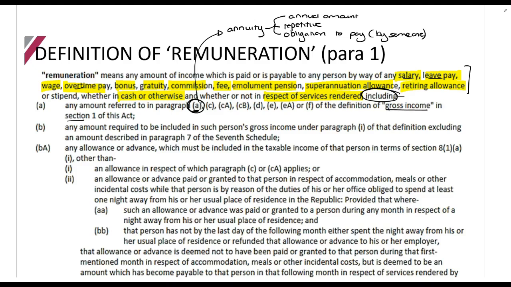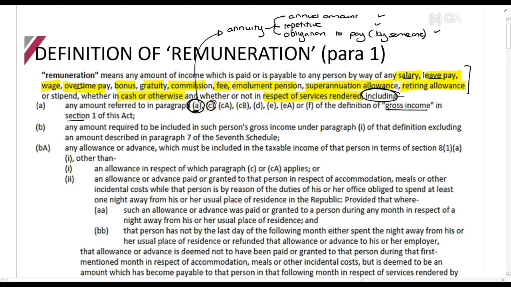Okay, they'll say if it's a pension fund, for example, 80% of your final salary will be paid for the rest of your life, adjusted by inflation. Now, that is an annual amount, it's repetitive, and someone has the obligation to pay you. That's an annuity. So what am I saying here? Very important. If a pension fund or a provident fund or retirement annuity fund pays you an annuity, that is considered remuneration. No, it's not from an employer, but it is included in this definition.